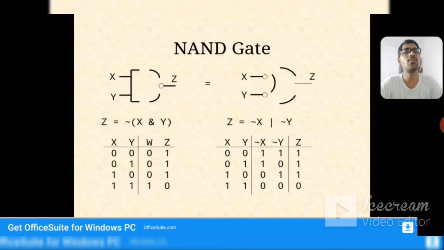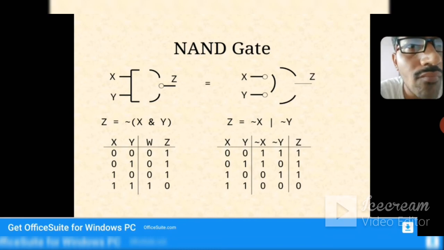Now we will discuss De Morgan's theorem. This shows how a NAND gate performs. In the figure you can see the AND gate gives us Z, and the NAND gate gives us the output, which is a complement of the AND gate. In the same way, the NOR gate gives us an output which is a complement of the OR gate.